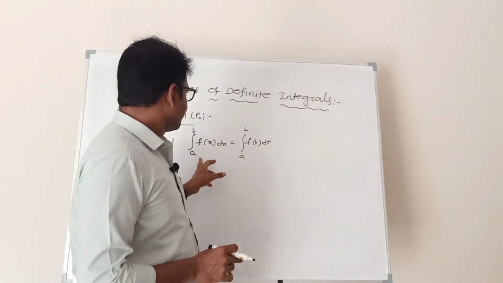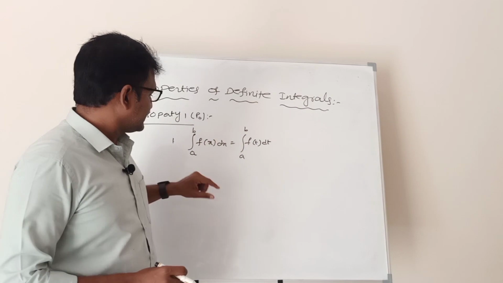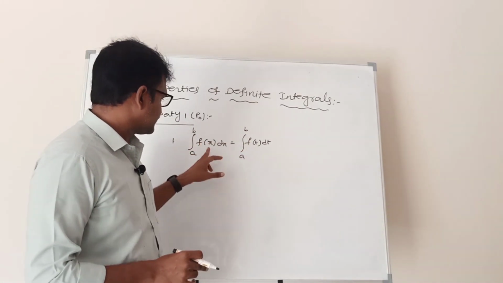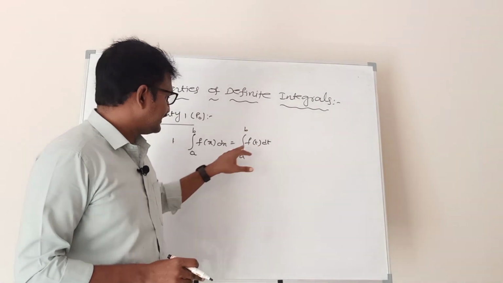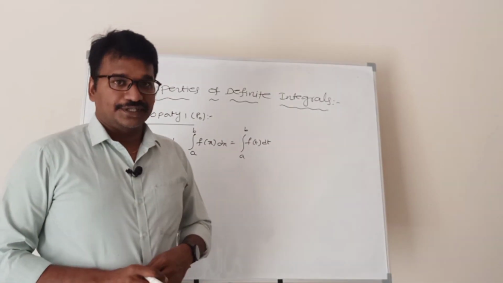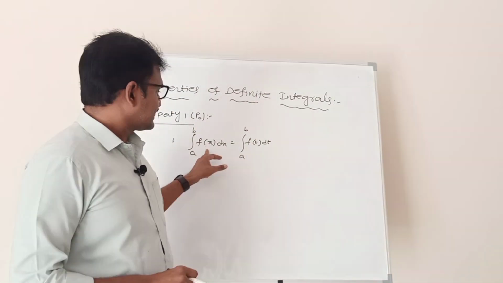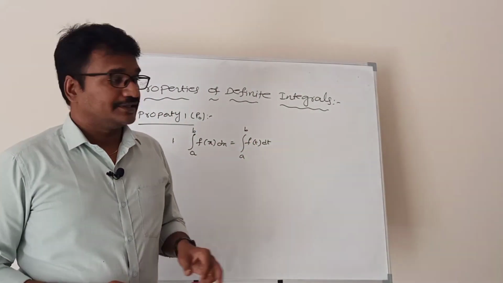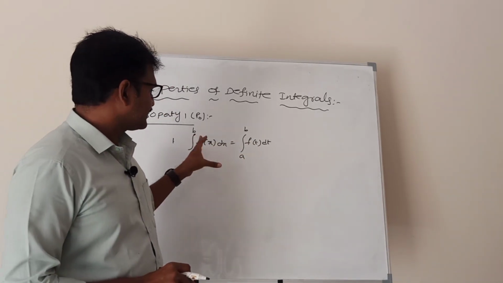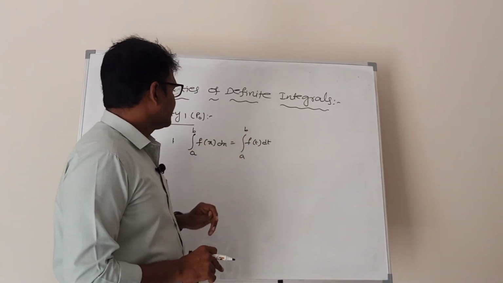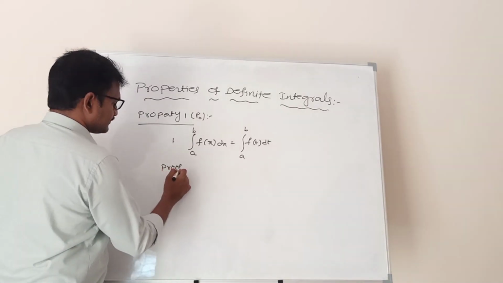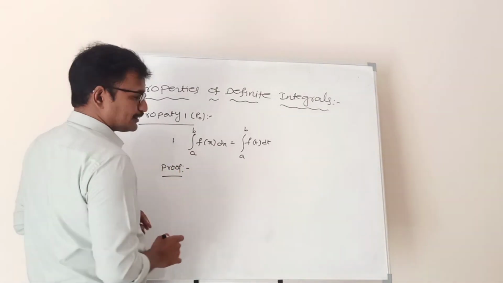Observe the left hand side and the right hand side: integration from a to b of f of x dx, and integration from a to b of f of t dt. That means, according to the first property in definite integration, wherever x is there you can replace it with t, and wherever t is there you can replace it with x. This is the most important concept of definite integration. So, proof. How is LHS equal to RHS?